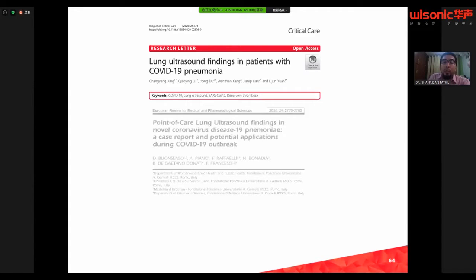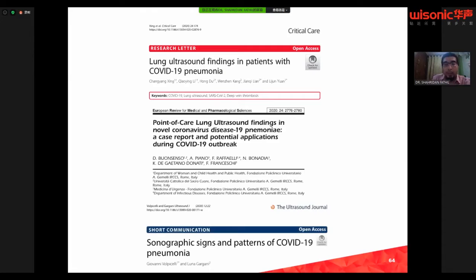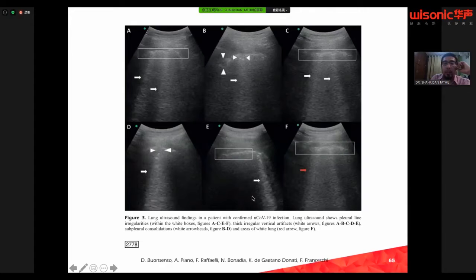Not that I'm going to dwell so much on the management of COVID pneumonia, but just to highlight some of the findings. These are the findings by the Italian group looking at the pneumonic changes which occur with ultrasound. And these are B lines which are consistent with a wet lung. These are subpleural consolidation. These are also consolidation. So there's quite a bit of evidence nowadays, particularly from Europe, of the use of lung ultrasound.